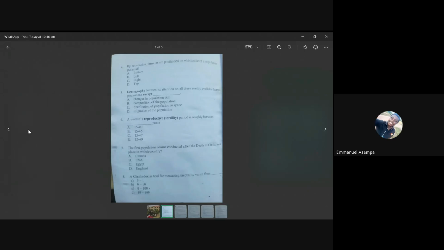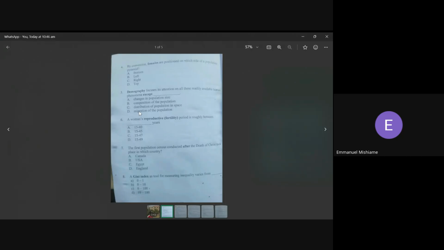Anyway, number 4, by convention, females are positioned on which side of a population pyramid? A, bottom, B, left, C, right, D, top. Say C, right. C is right. That's correct. Males are on the left. Yes, that is covered when we're studying the population pyramid.